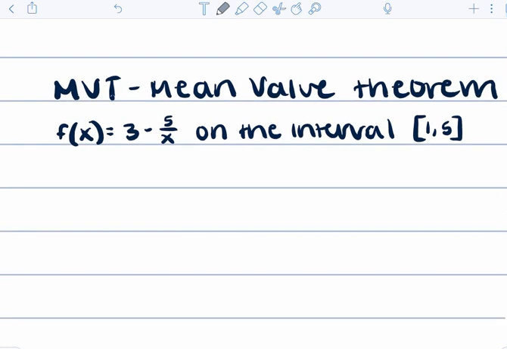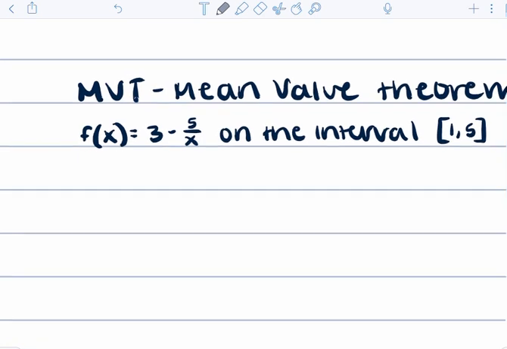So to apply the mean value theorem, we basically need to find the slope between 1 and 5 of the x value, and then find a specific point on the graph that equals that same slope. So the first thing to do is find this slope right here.